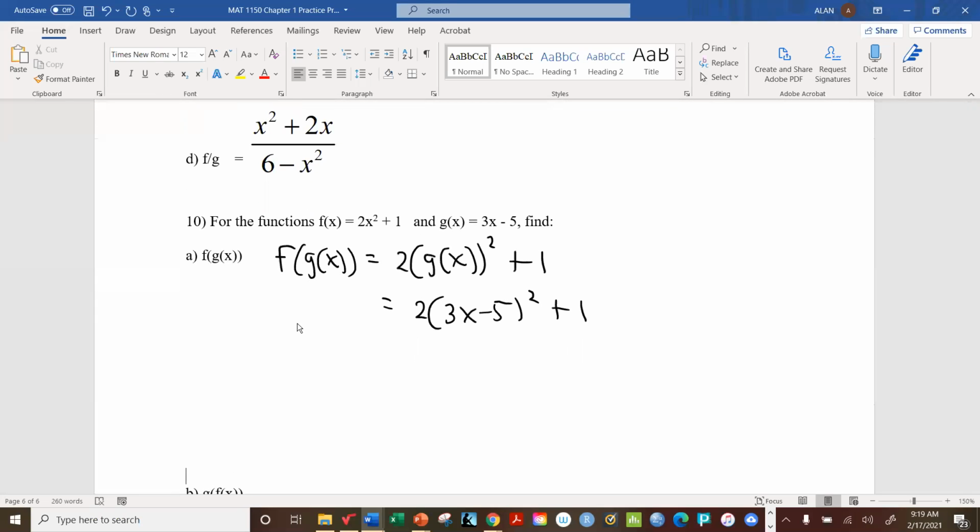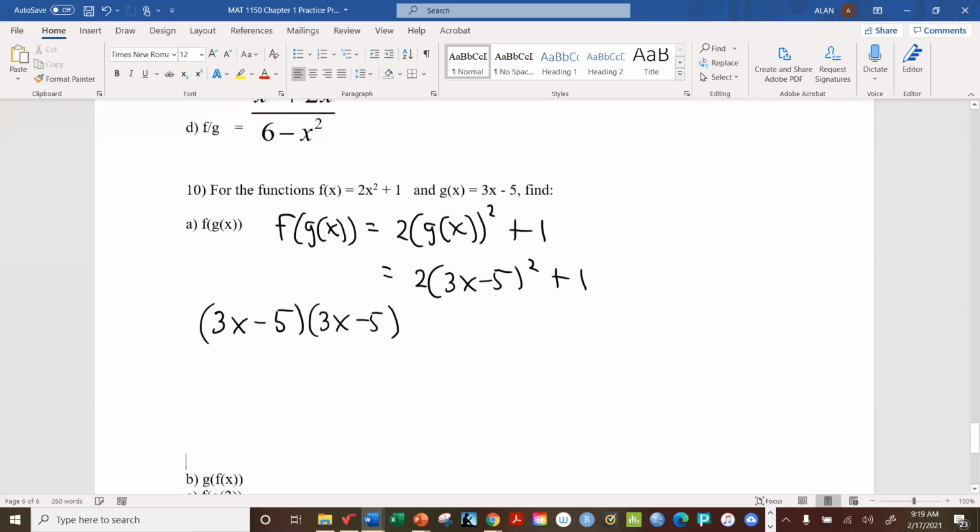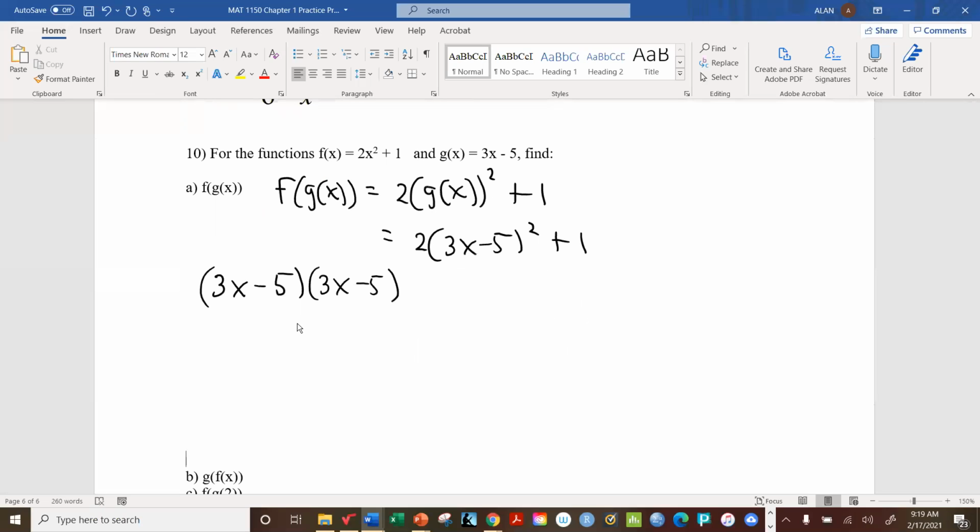And if you want to apply FOIL to that, you can. You can write it out like this because that's what it actually stands for. And we'll try FOIL. F, O, I, last.